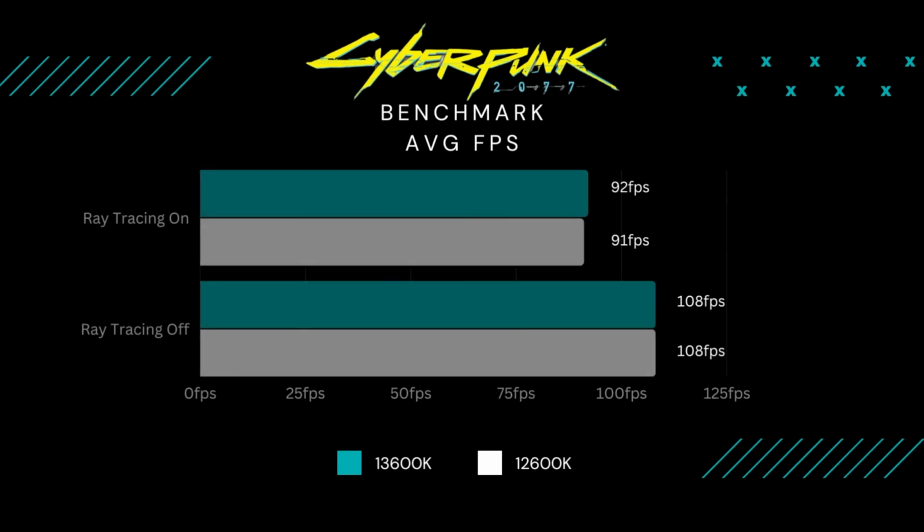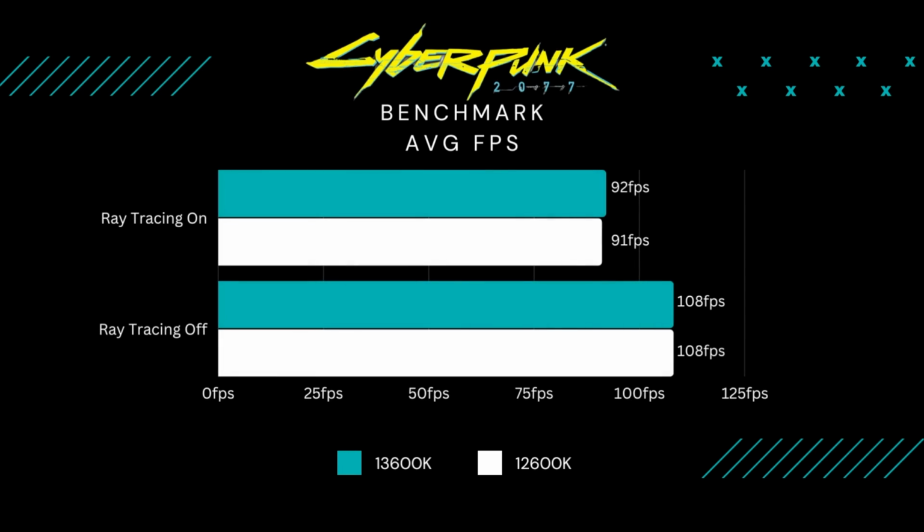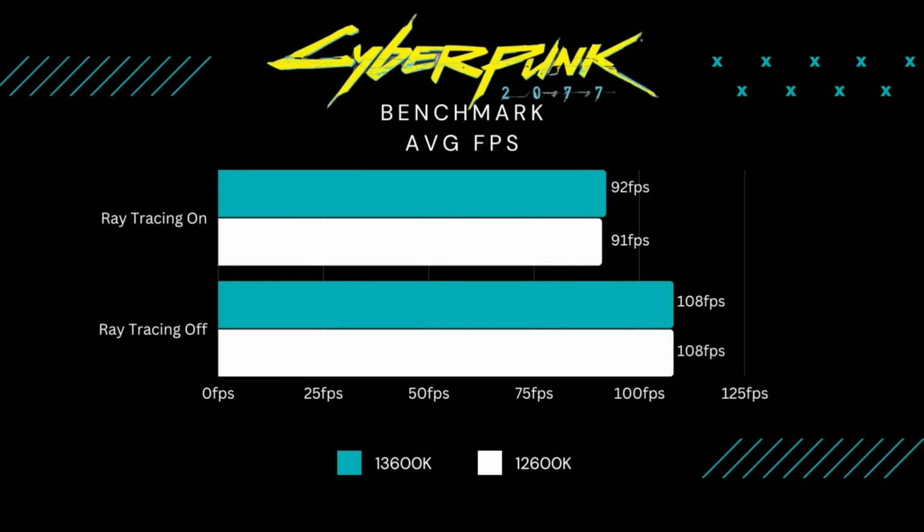With ray tracing on, the 13th gen got about 92 frames per second versus 91 frames per second on the 12th gen. With ray tracing off, with both processors, I got 108 frames per second average. It looks like Cyberpunk is more of a GPU dependent game. You won't see any difference between a 12600K and a 13600K. So if that's the game you play, it looks like your GPU is the most important.